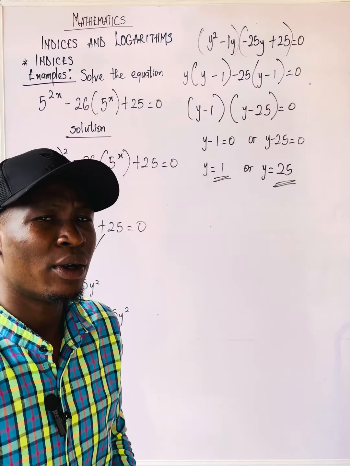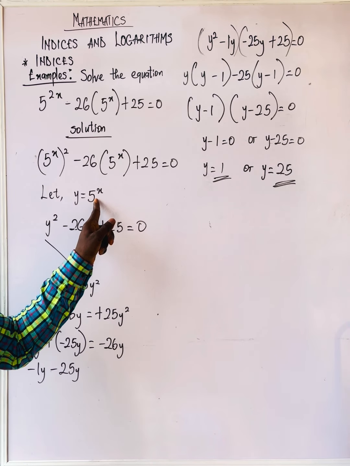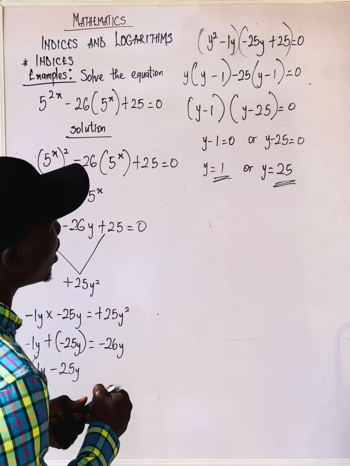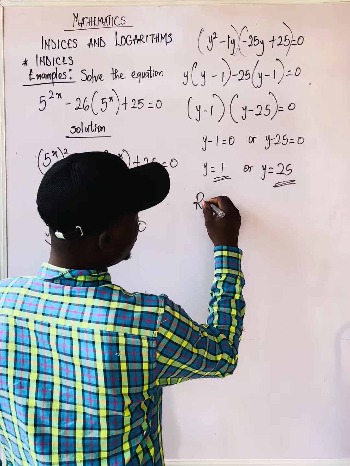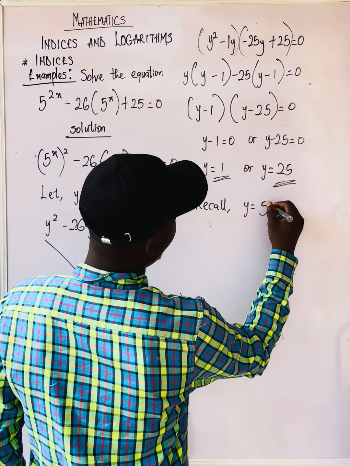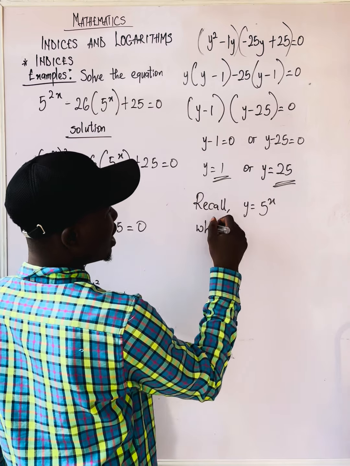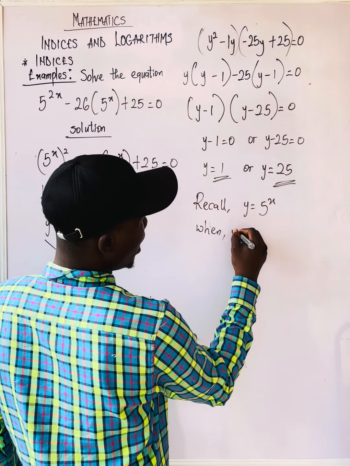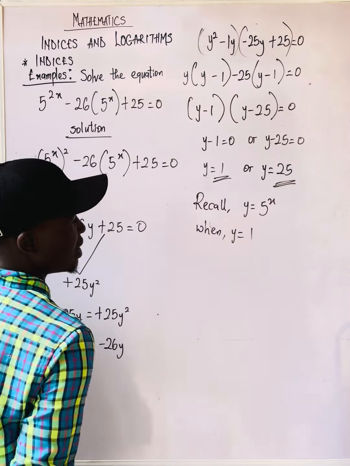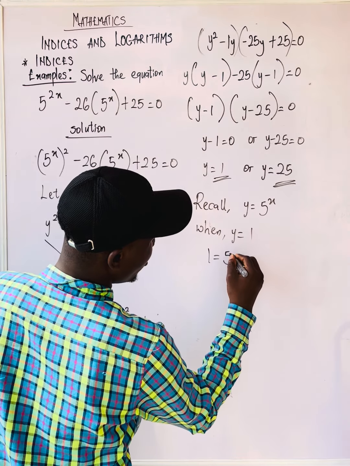So now, but we're not done yet. Don't forget, we said let y be equals to what? 5 raised to power x. So let's go back and recall that we said y is equals to 5 to the power of x. So we'll now say, we have two answers for y. So when y is equals to 1, let's insert. So what will it be? That will be 1 is equals to 5 to the power of x.